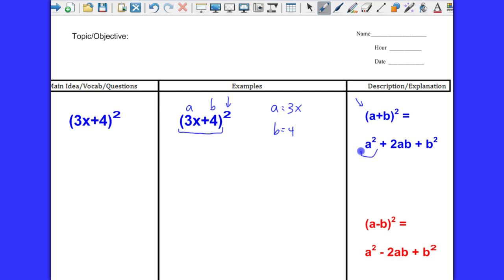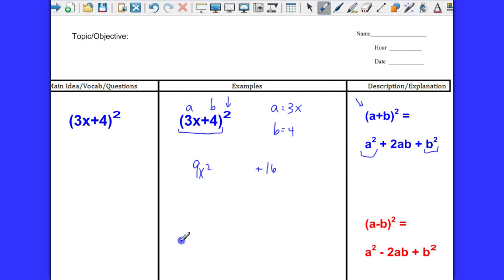My first term is a squared. So a squared is 3x times 3x. Well, 3x times 3x is 9x squared. All right, I'll do the last term. The last term is b squared. Well, if b is 4, 4 times 4 is 16.